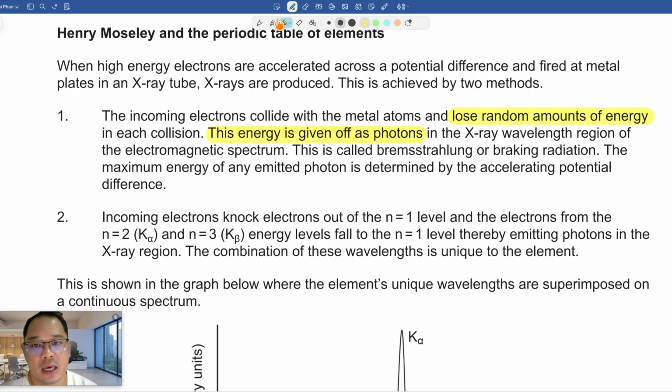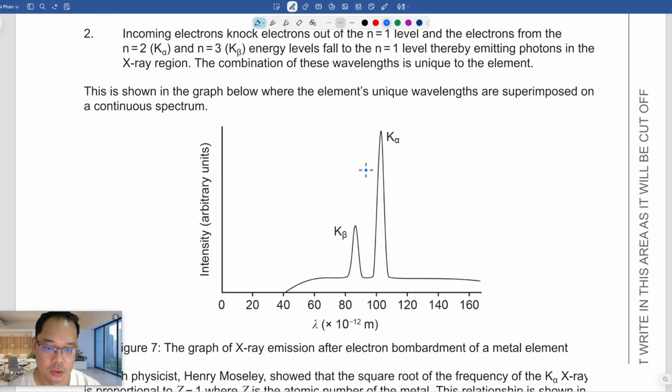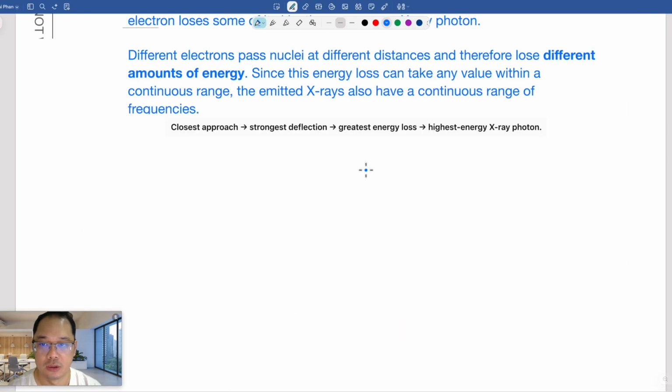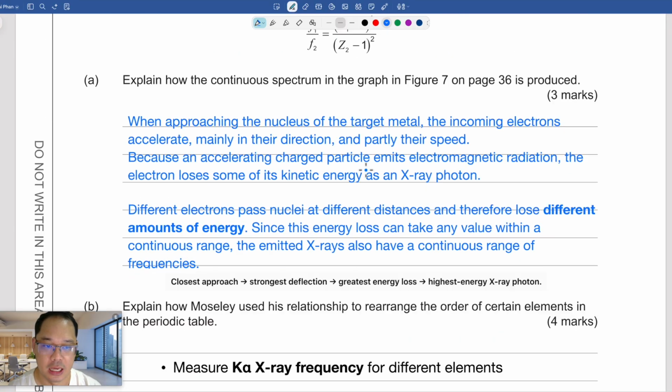So the point is that the amount of energy that those incident electrons lose is a random amount, which means it is continuous. It can be any arbitrary value. It's not necessarily discrete or discontinuous. Okay, so this is my model answer.